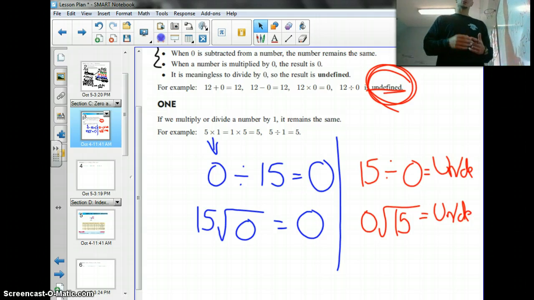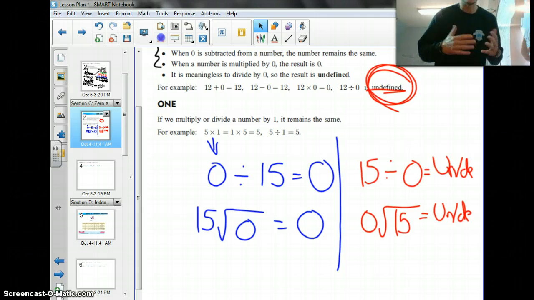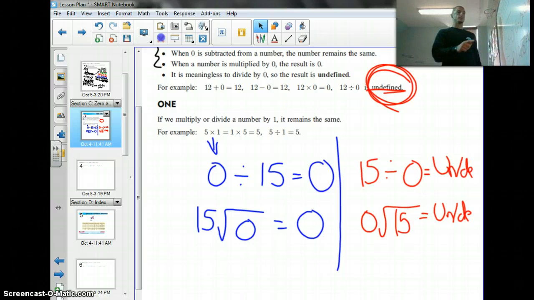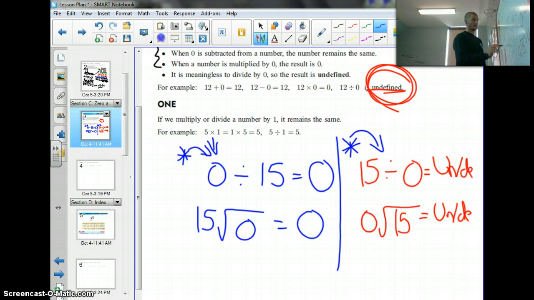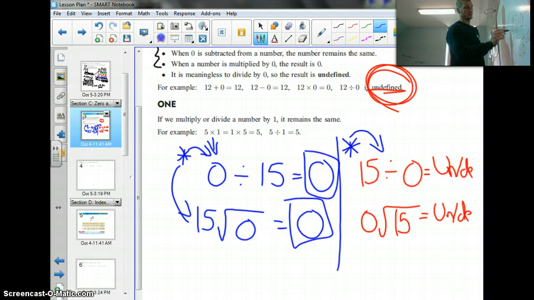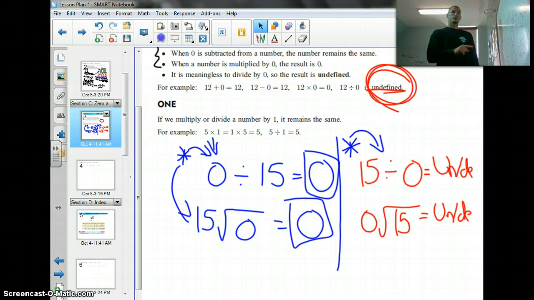In section C, you're going to do questions that require you to evaluate, and it will say, evaluate if possible. If you have something that looks like this, not possible. However, if you have something that looks like this, possible, because the answer is 0. There is a video for section C on Khan Academy, so you're going to watch that video, and it helps explain a little bit more about why this is undefined.